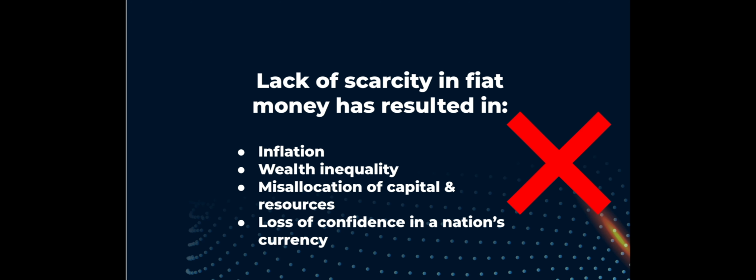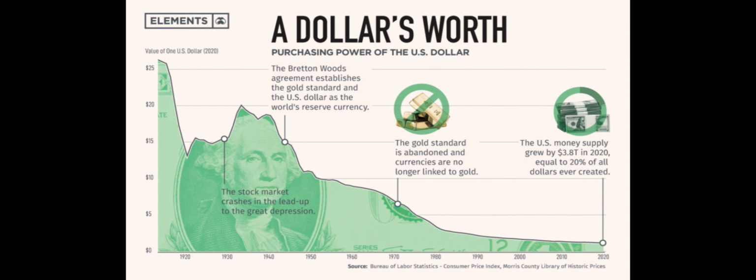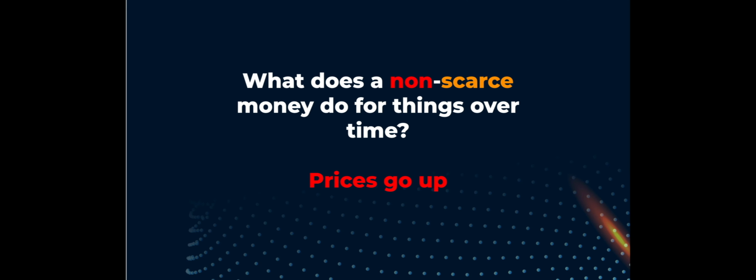But this has come with trade-offs. Lack of scarcity in fiat money has resulted in inflation, wealth inequality, misallocation of capital and resources, and loss of confidence in a nation's currency. All of the effects you see here are being felt more and more as time goes on. Here is a visual representation of the US dollar's purchasing power over time. Now, what does a non-scarce money do for things over time?